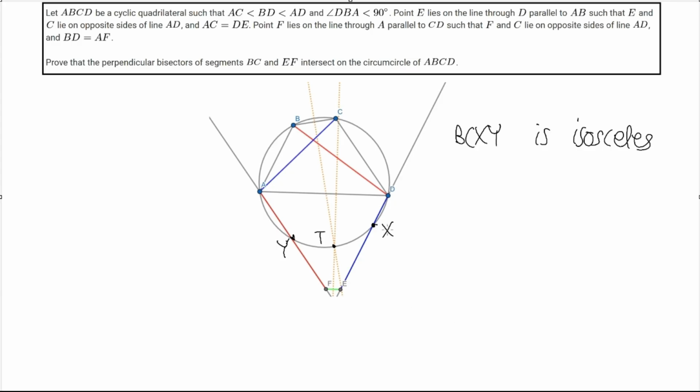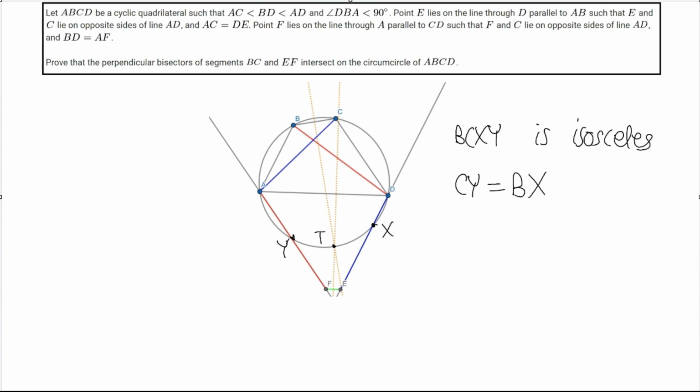The way to prove this is by either proving that BY equals CX, and it doesn't really seem that BY and CX are connected to each other as much, because BY isn't equal to any lengths we know. Or we can prove that BX equals CY. So let's do that instead. We want to prove that CY equals BX.